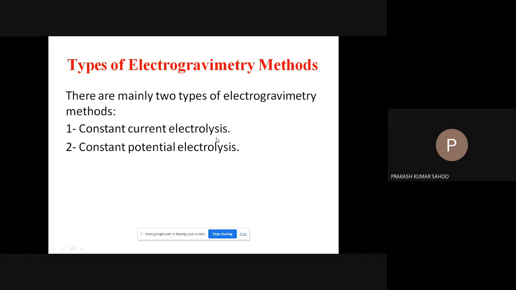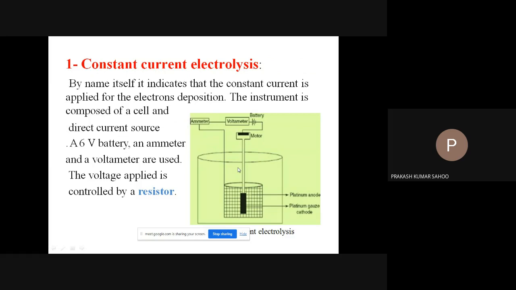So here the electrolysis is based on Faraday's law, but here the current is constant, that is I is constant, and here V is constant. Okay, so the first type, where I is constant, is constant current electrolysis.